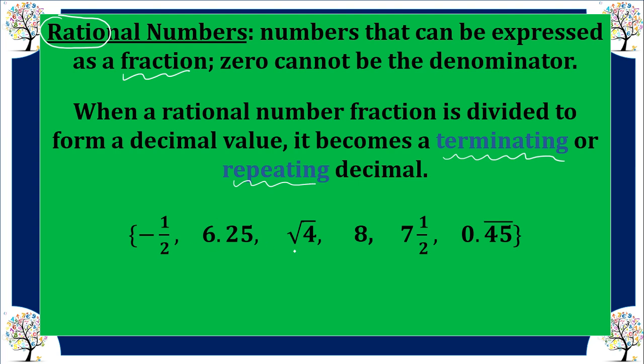So here are some examples of rational numbers. Make sure you pause the video and write these examples down. We have a fraction, a terminating decimal, a perfect square, a counting number, a mixed fraction, a repeating decimal. So these are only a few examples of rational numbers.